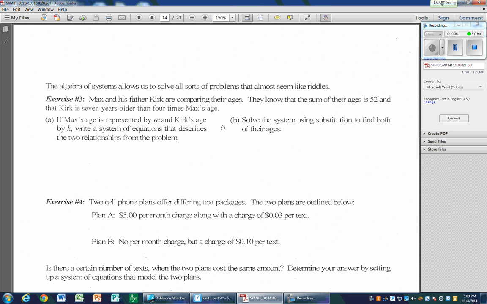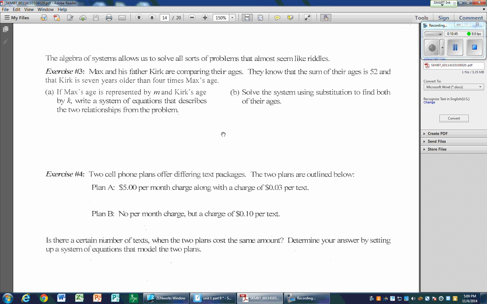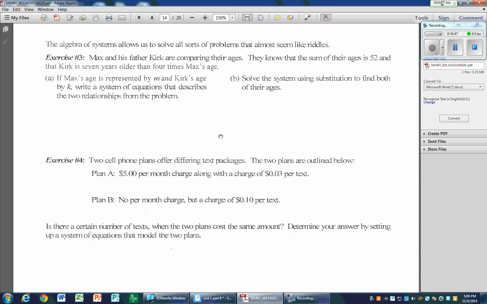That's his worksheet. So here, it's a little bit of a puzzle. Max and his father are comparing their ages. They know the sum of their ages is 52, and Kirk is 7 years older than 4 times Max's age. If Max's age is represented by M and Kirk's age is represented by K, write a system of equations that describes the two relationships from the problem. Just write the system. It didn't ask to solve it.